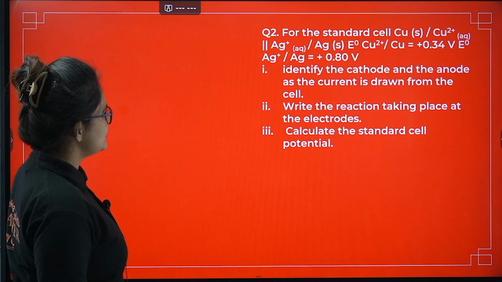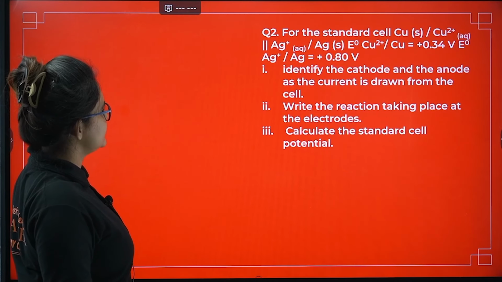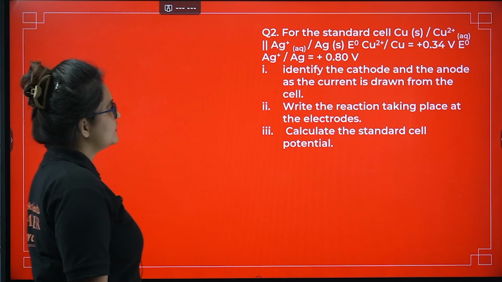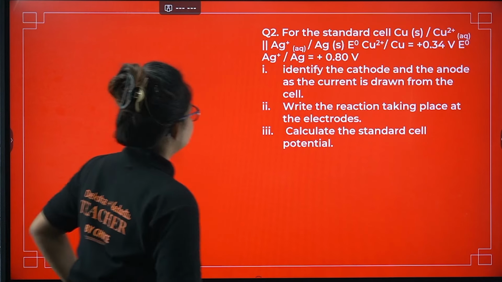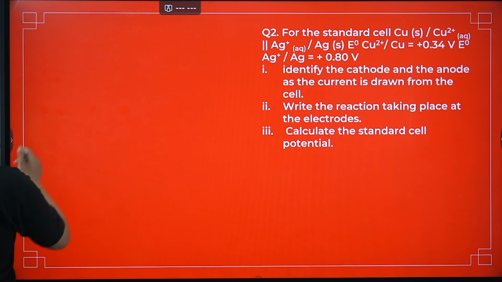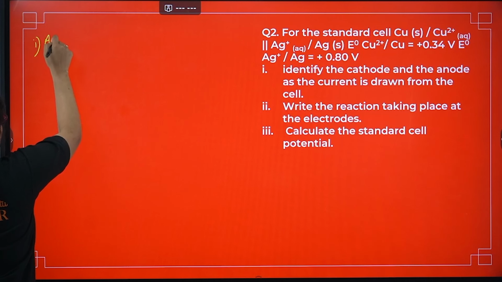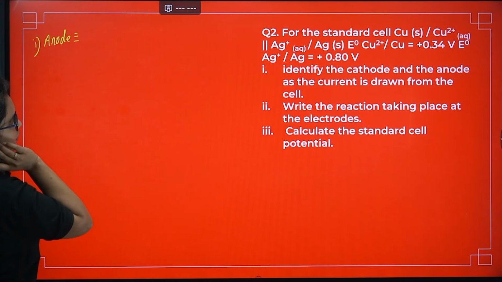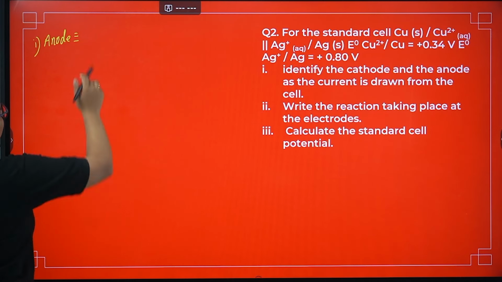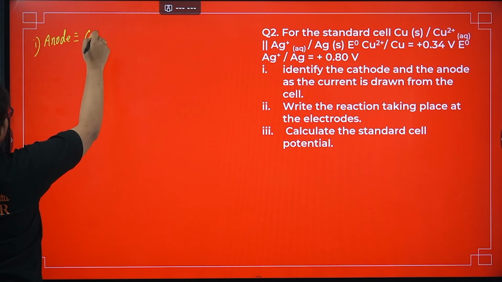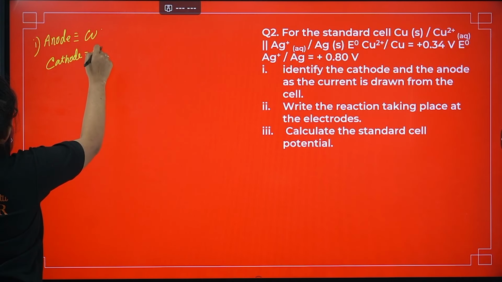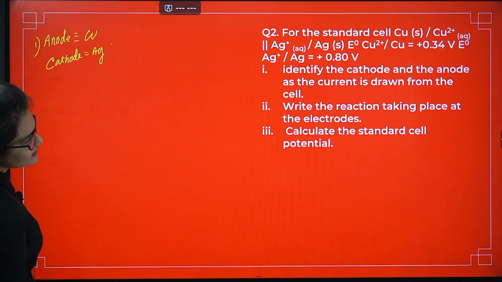The standard cell Cu, Cu2 plus, Ag plus, Ag. E0 of Cu2 plus/Cu is given. E0 of Ag plus/Ag is also given. Identify the cathode and anode as the current is drawn from the cell. For this case, let me write the answers one by one. Anode means you have to check where the oxidation takes place. For this particular case, the value of the E0 should be the lesser one, right? So it's going to be the copper one. Next, cathode definitely is going to be silver. So next, write the reaction.